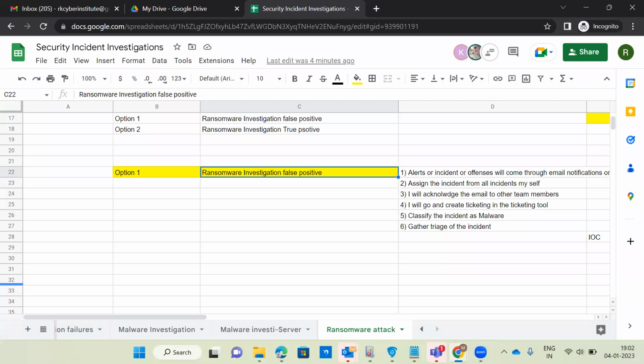automatically he will gain the access. Could you please repeat once again? Whenever the end user tries to download or click on the files, the attacker will gain access to the end user system. Okay, that's wrong.